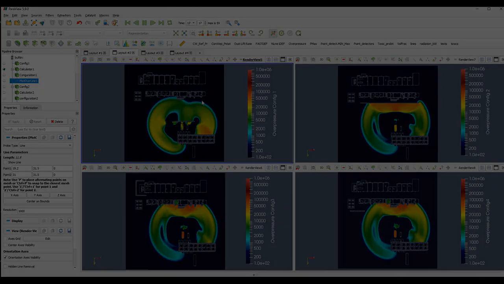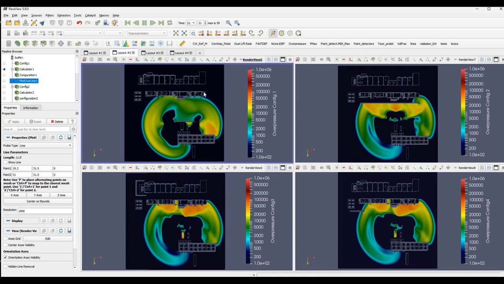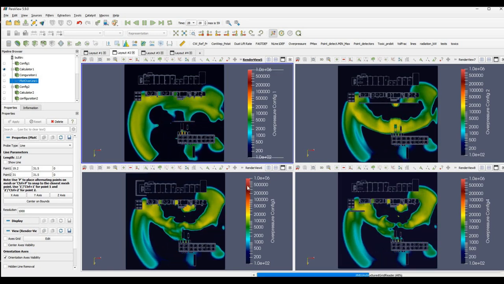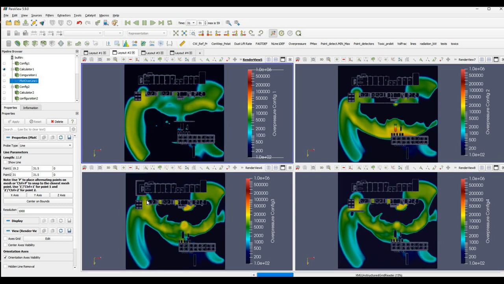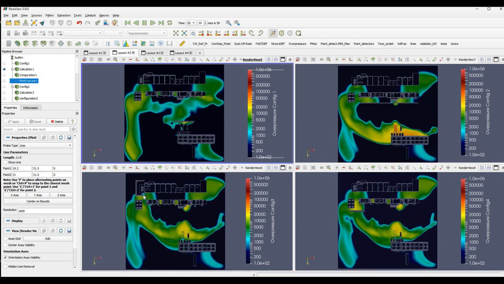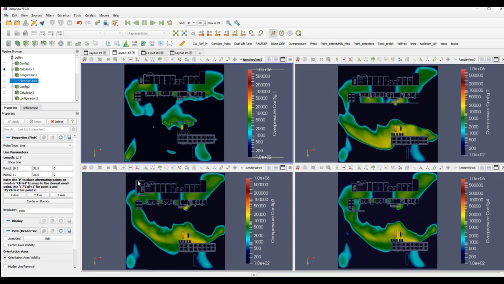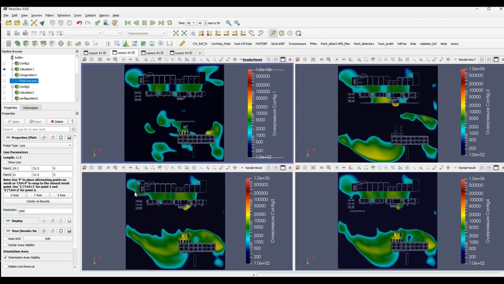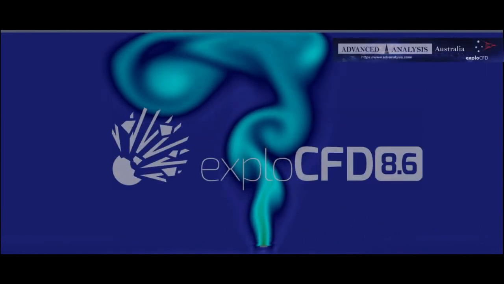In this case, your best value for money would be from strengthening the shelter or moving it somewhere else, because the other alternatives are simply not effective. And all of this was done in about half an hour on an old laptop. And that's what you get when you unleash the power of exploCFD.